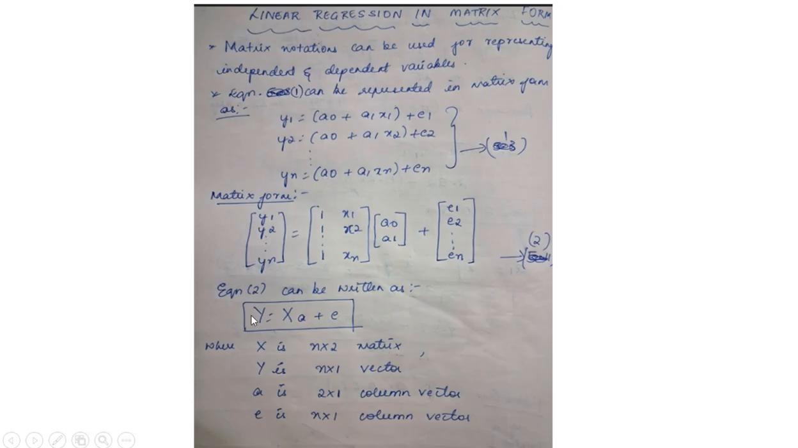Now we know that y is equal to xa plus e, right? I'm going to neglect e, keeping it as 0. Then what happens? Y is equal to xa. So it's nothing but this, y is equal to xa. Now both sides I will multiply with x transpose. So you multiply both sides with x transpose, you get this.